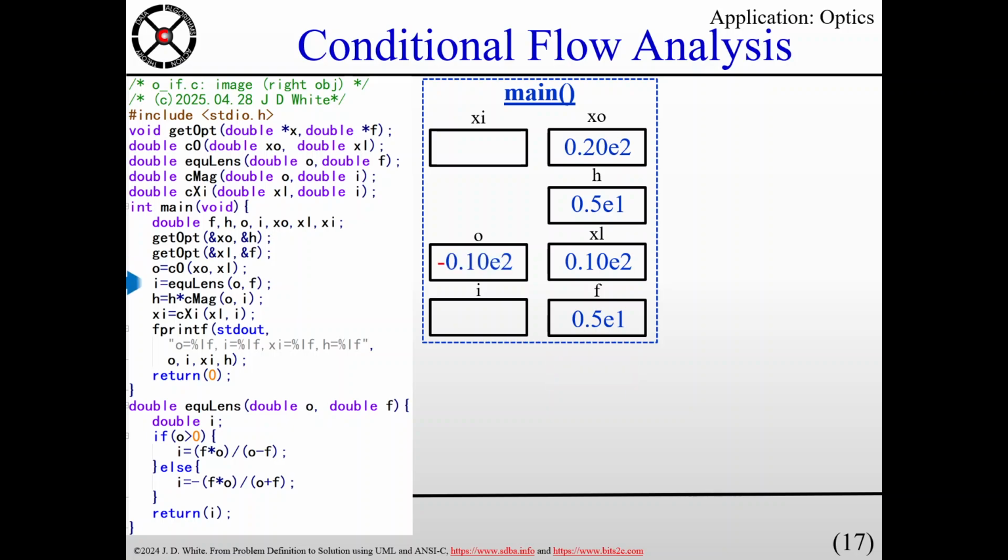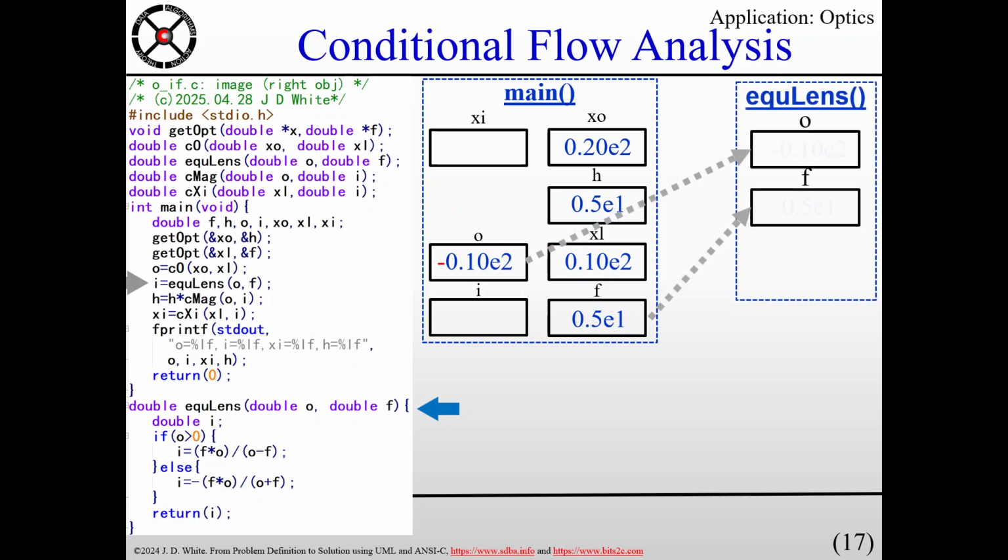We calculate the equation of the lens. All right. We're calling the equation of lens. We hand these things to equation of lens. Note this is a minus, so it means O is on the right hand side. The focal length is still the same. Okay. It creates a variable I.